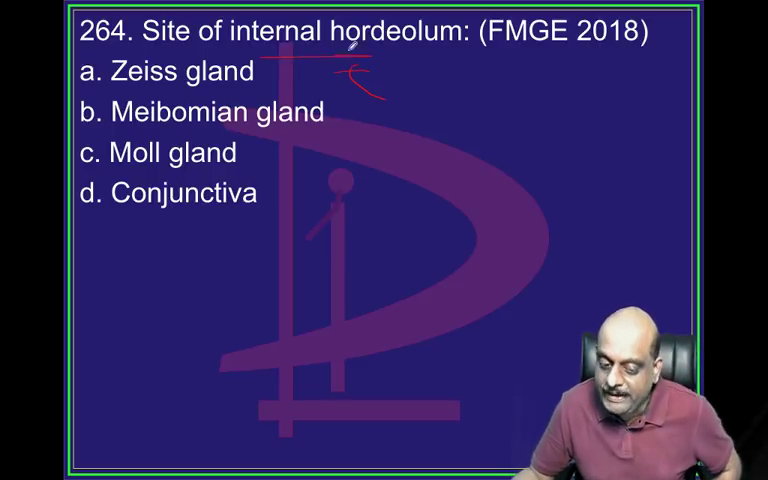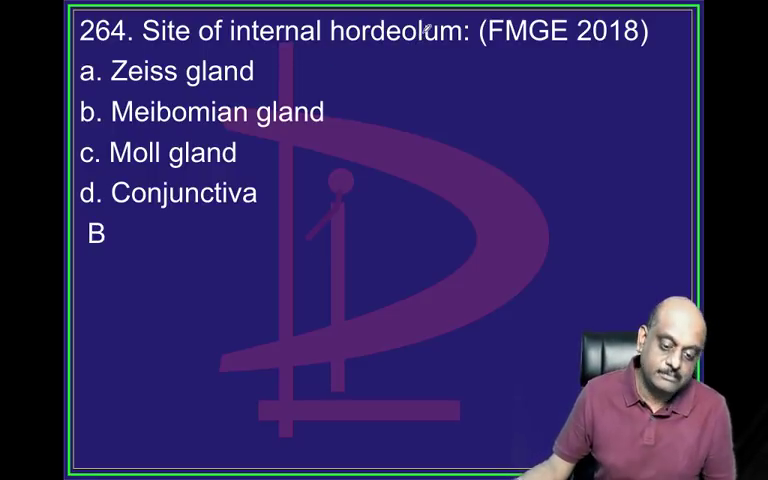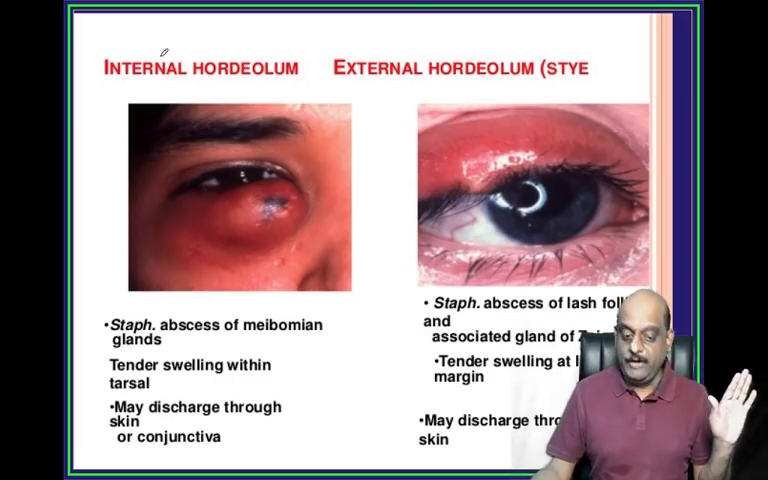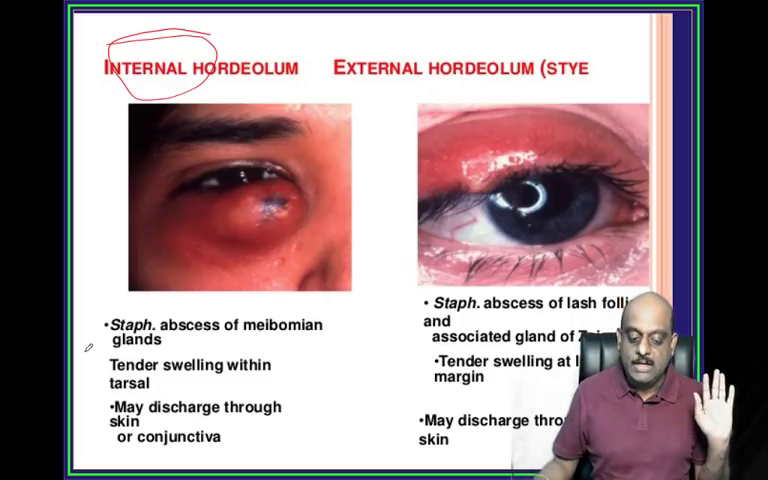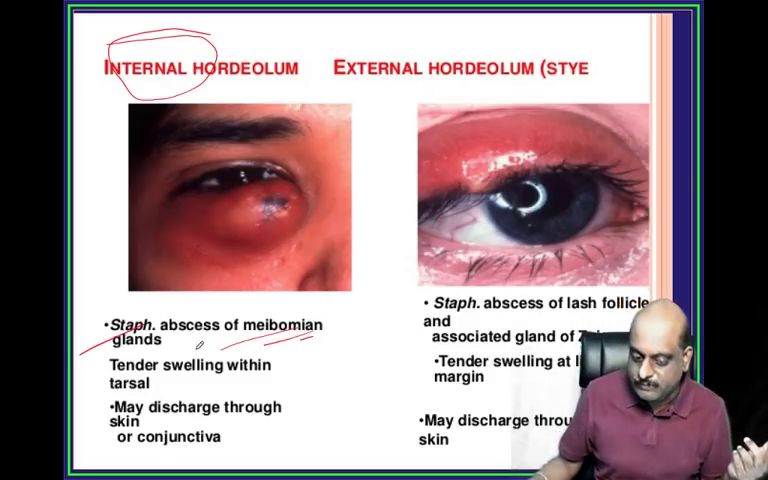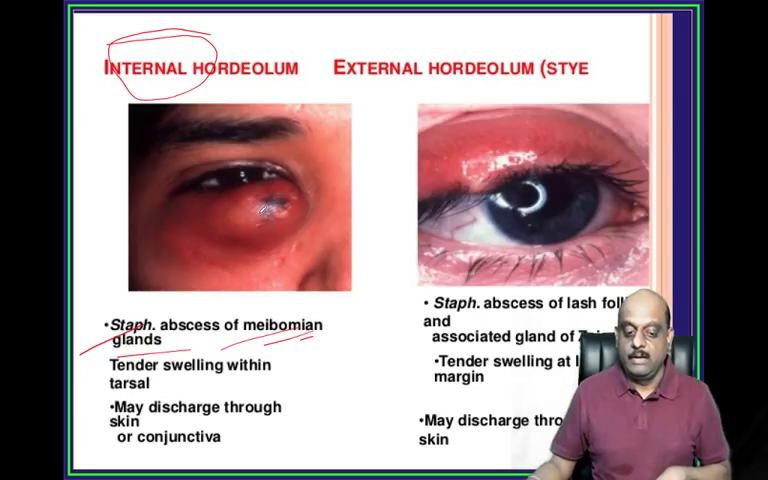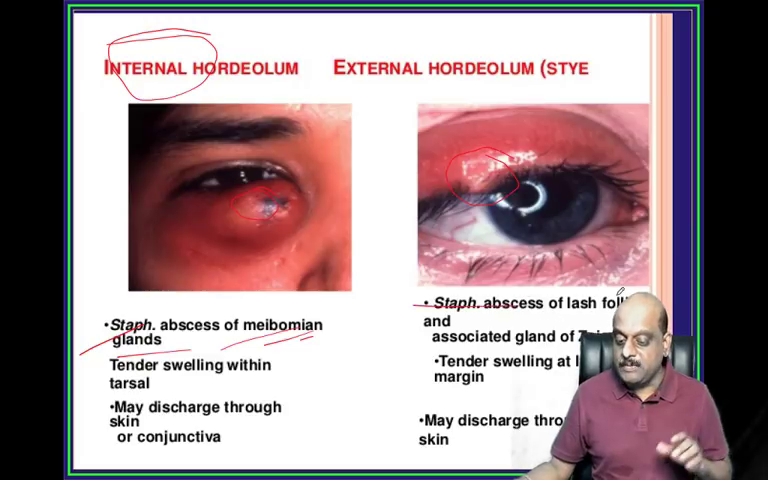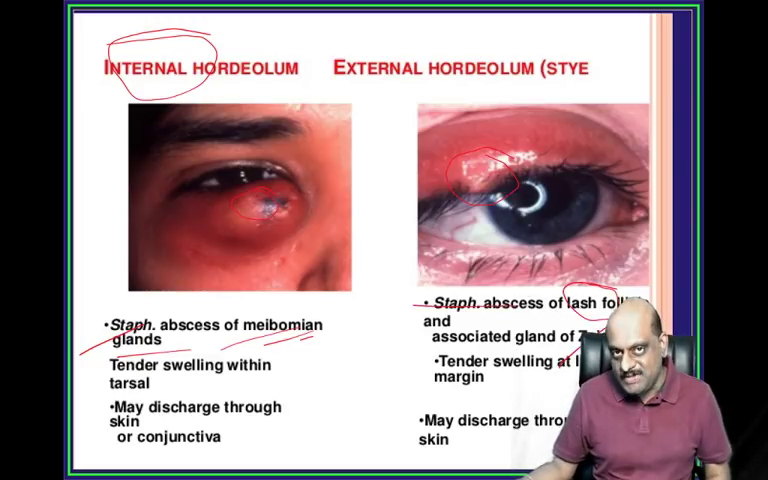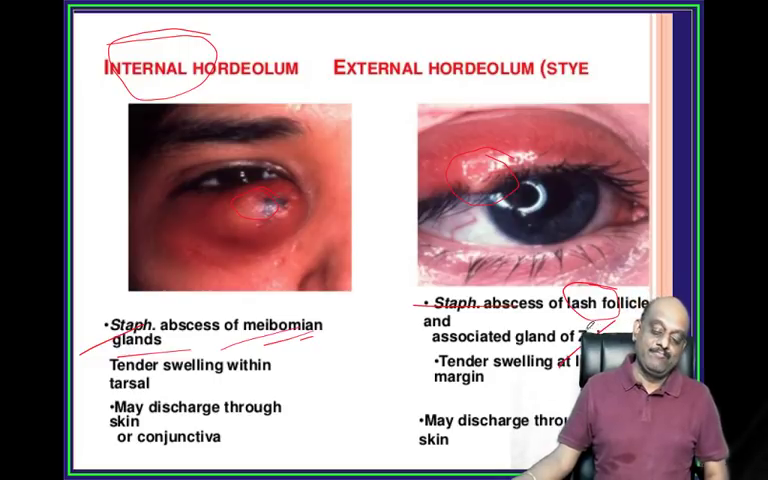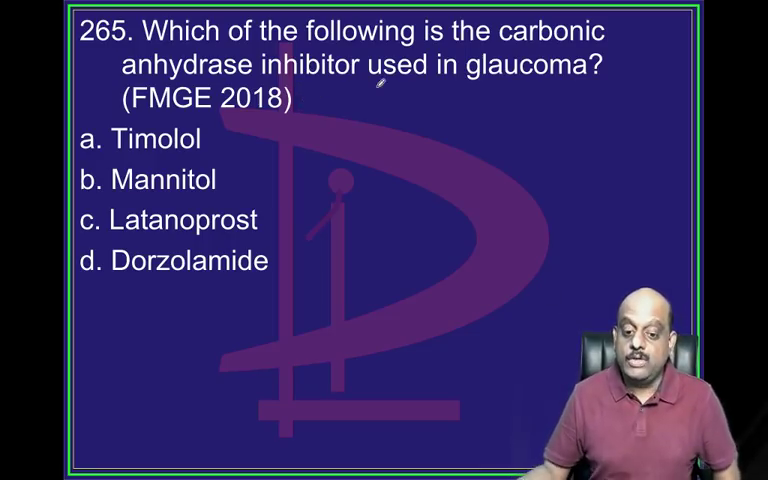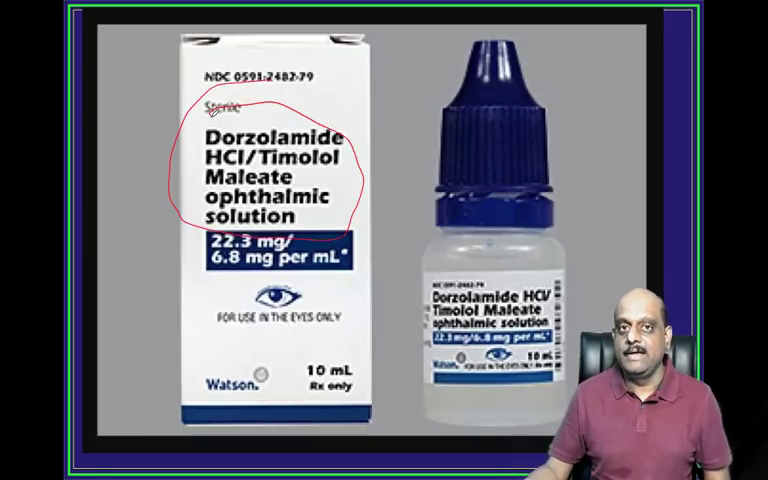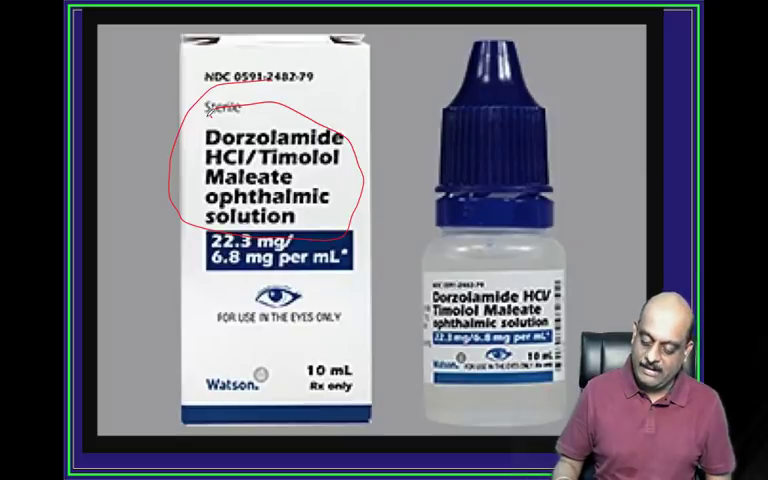What is the site of internal hordeolum, doctor? Meibomian gland. So no confusion in tomorrow's exam. Internal hordeolum is a staphylococcal abscess of the Meibomian gland. External hordeolum, or stye, is a staphylococcal abscess of the lash follicle, the glands of Zeis and Moll, is what you need to remember. Which is a carbonic anhydrase inhibitor in glaucoma? Dorzolamide is the carbonic anhydrase inhibitor.